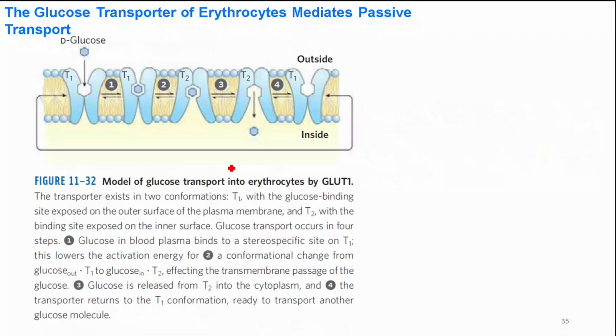So this is the GLUT1 transporter, and you can see this is the outside of the cell, this is inside of the cell. Glucose is entering somewhere here, it is being fit. Then the orientation of the GLUT transporter is changed in a way that the molecule of glucose is released inside the cell. This way the glucose is transported by the GLUT1 transporter.